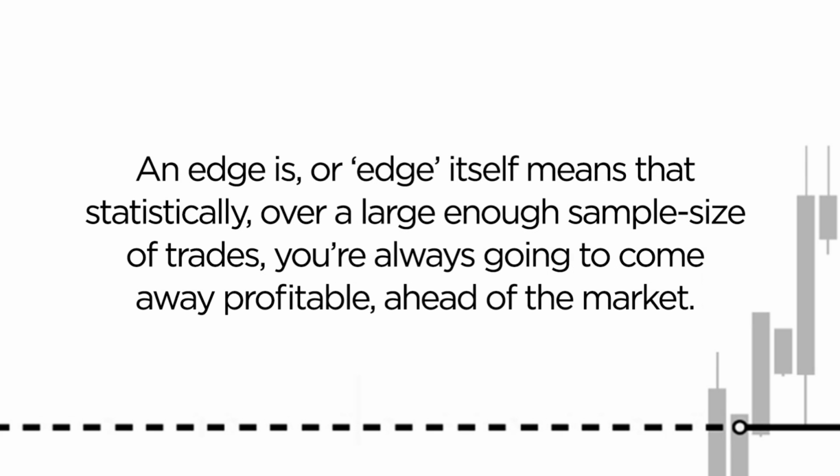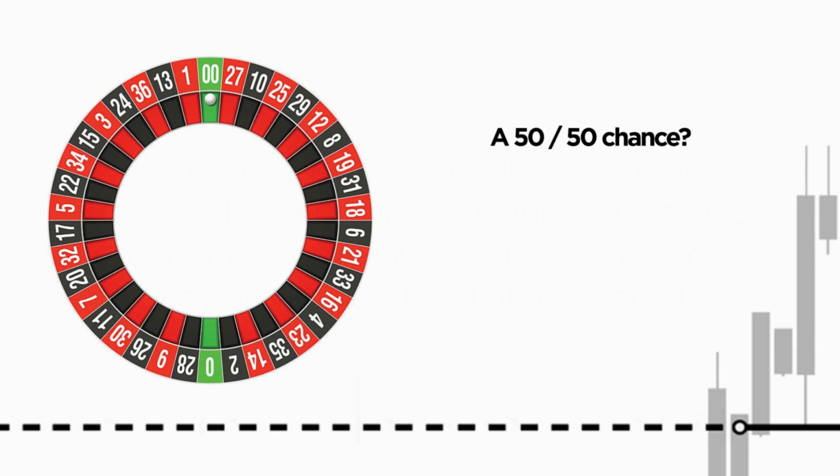So an edge, or edge itself, means that statistically, over a large enough sample size of trades, you're always going to come away profitable, ahead of the market. It's probably best to give you a more literal example, and I'll try to keep this fairly simple, but to do this and to give you an example of edge, let's take a look at the roulette wheel. Now, most people think that when playing roulette, they have a 50-50 chance of being right or wrong, and therefore that winning is more down to chance. But this isn't the case.